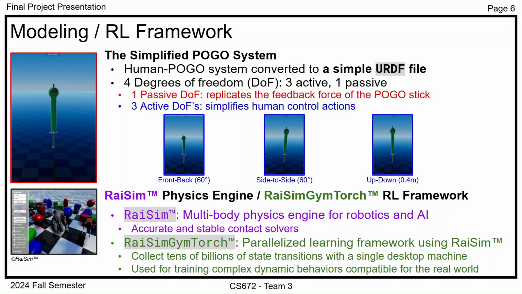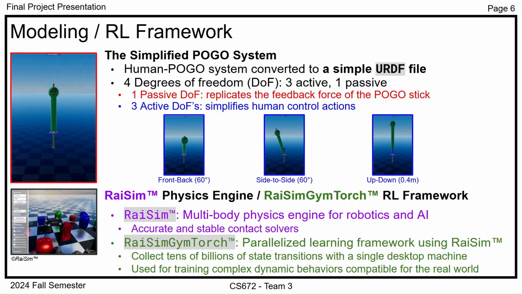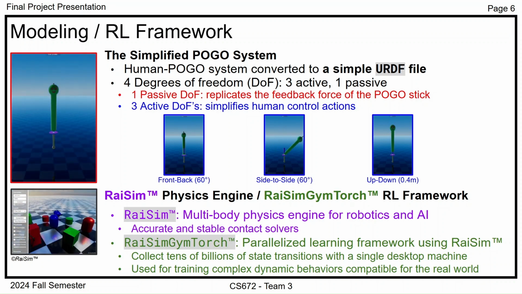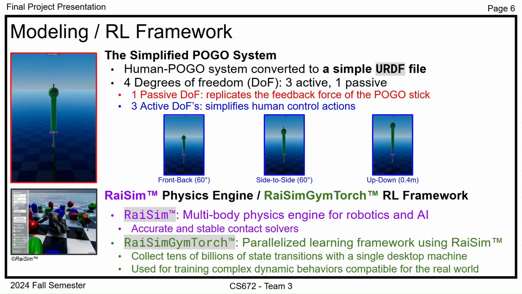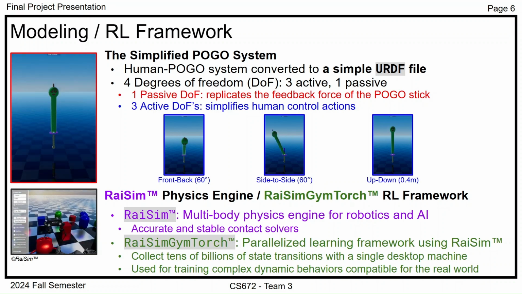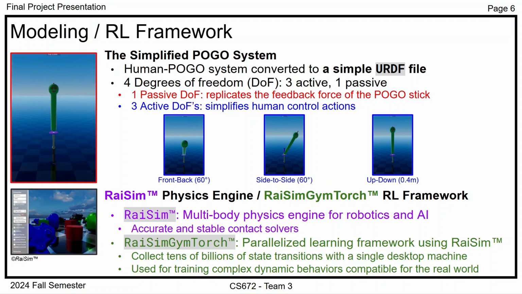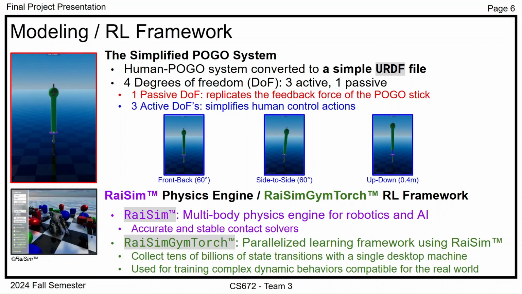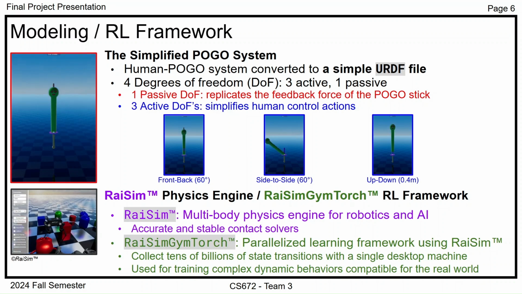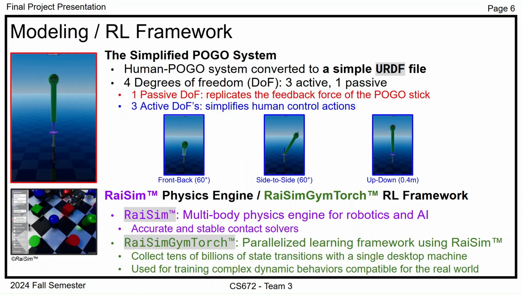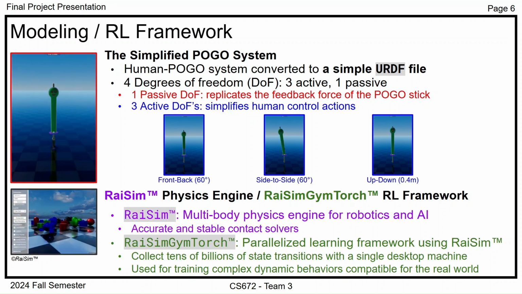To simulate these challenges, we created a simple URDF file with 4 degrees of freedom. The bottom prismatic joint is a passive joint that simulates the spring, while the 3 active joints simulate human motions of tilting and translating the body. Additionally, we employed a physics engine, RAISIM, and its accompanying RL framework, RAISIM-GYM Torch, to accurately simulate and generate samples in parallel for our learning-based controller.